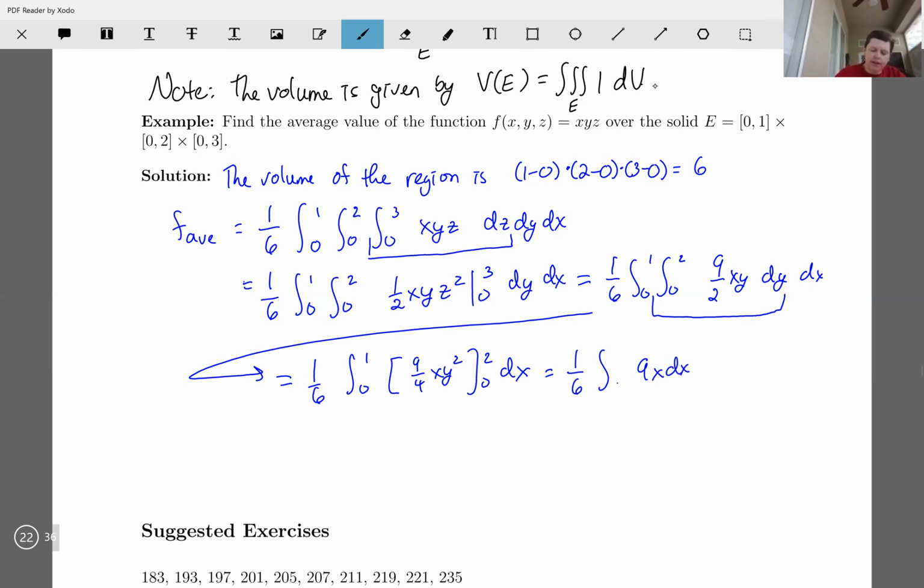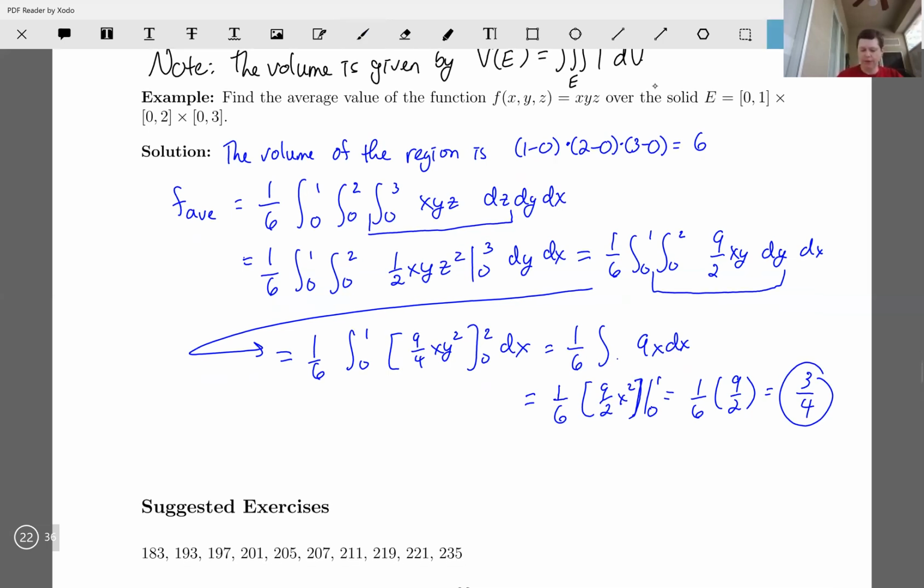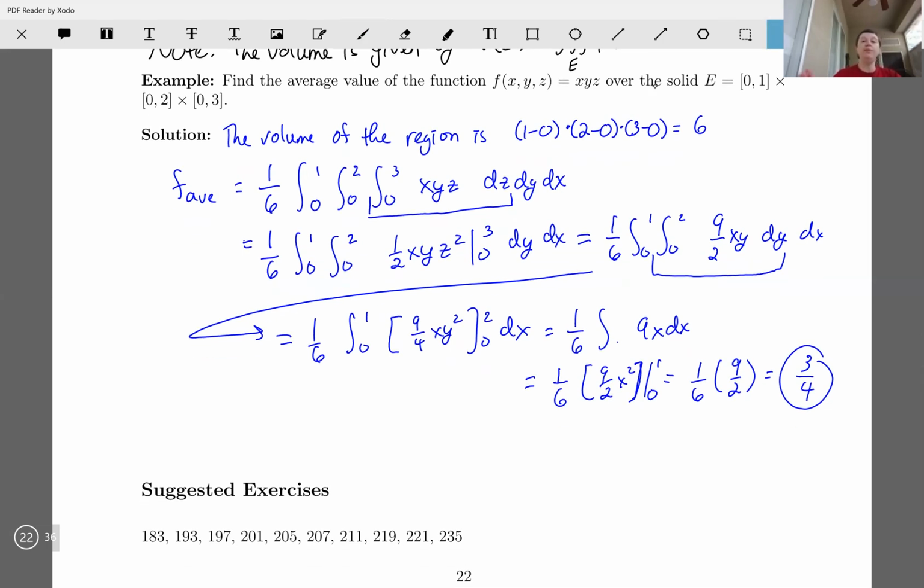And finally, that's going to give me 1/6 times 9/2 x squared. Evaluating at the limits, I'm going to get 1/6 times 9/2, which, after we do some reduction, is going to give me 3/4. So our answer is 3/4. And oh, look, some suggested exercises for you to get some additional practice. So I encourage you to do those.